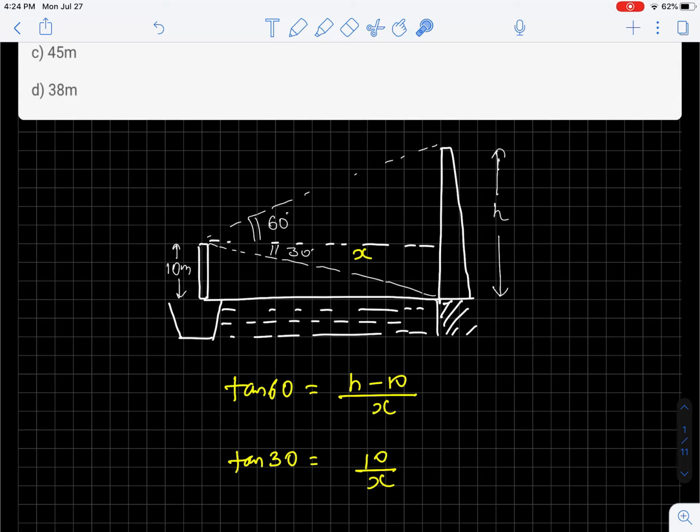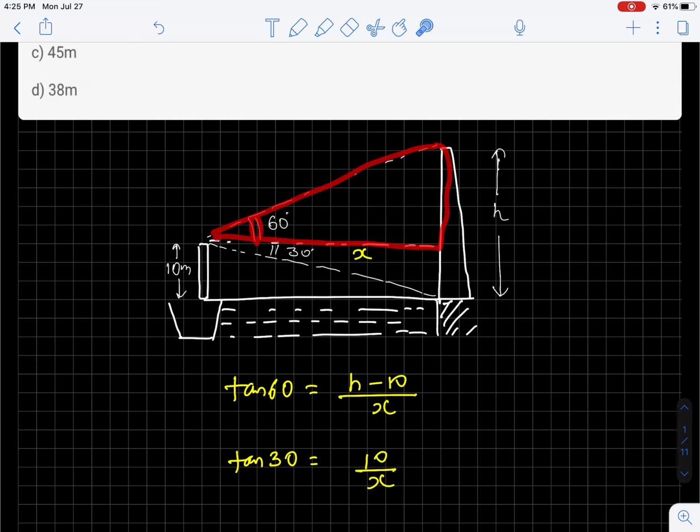Okay. Now see, they're saying a man is standing at a height of 10 meters, at some distance from the seashore, and there is one lighthouse of height h. From this point, if we see the top of the lighthouse, the angle of elevation is 60 degrees, and if we see the bottom of the lighthouse, the angle of depression is 30 degrees. Okay. Now if we assume the distance of the ship from the lighthouse is x and the height of the lighthouse is h, then there are two right triangles.